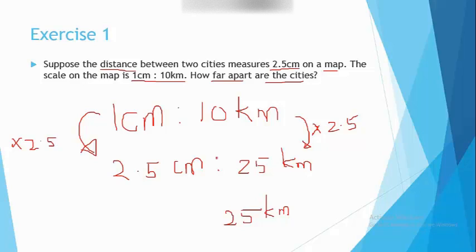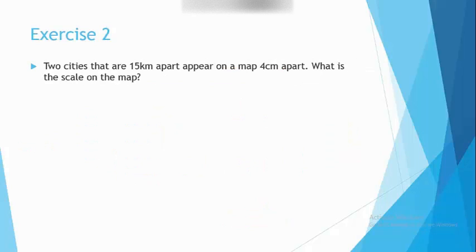Okay, let's move on to the next question. Exercise 2. Two cities that are 15 kilometers apart appear on a map 4 centimeters apart. What is the scale on the map? So now it is the other way around.